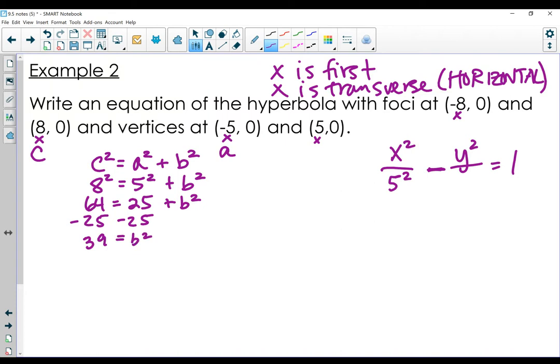I could keep going, but I know the value needs to be y squared over a number squared anyway. This is already b squared. So I can just use the 39 right now. So x squared over 25 minus y squared over 39 equals 1. We've got the equation.